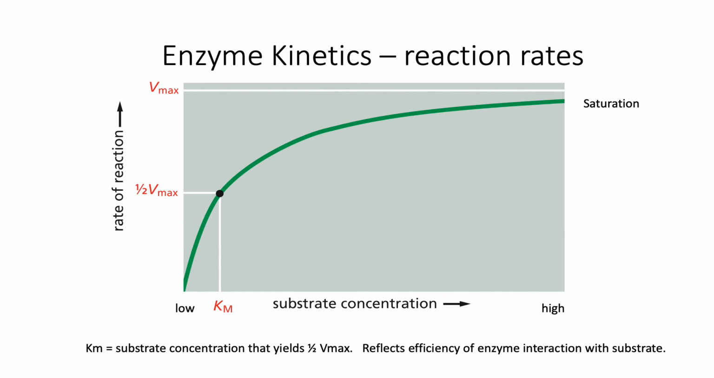I'll give you an example of some drawings that I made in a minute, but if you have a high Km, let's say it's moved over to the right, and you look at the graph, that means that you would need a higher substrate concentration in order to reach 1/2 Vmax. You need more, so it's reacting less efficiently. If you have a low Km, let's say it's to the left, then it's reaching 1/2 Vmax at a lower substrate concentration, and so it's more efficient in that sense. So let me show you a few examples.